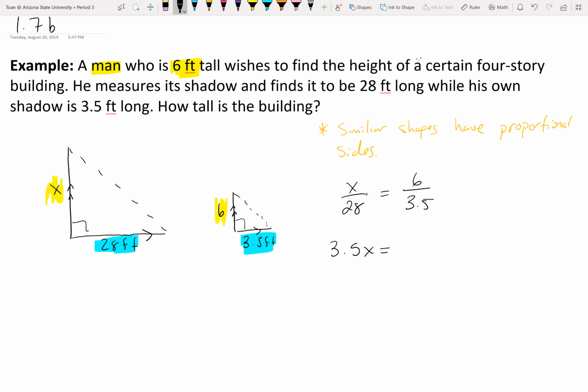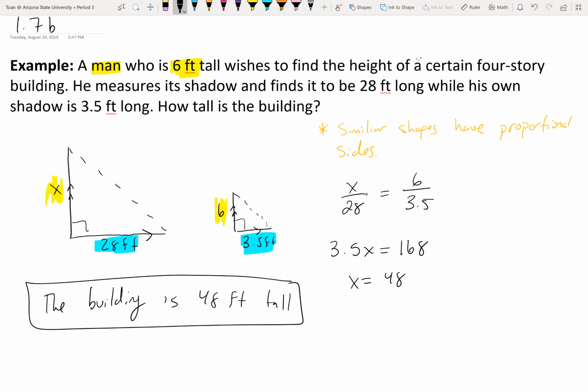So 28 times 6 is 168. Thank you. And divide both sides by 3.5. I have a calculator here. 48. Thank you. Okay. So the building is 48 feet tall. Which tells you that one story is 12 feet. Just a random fact.